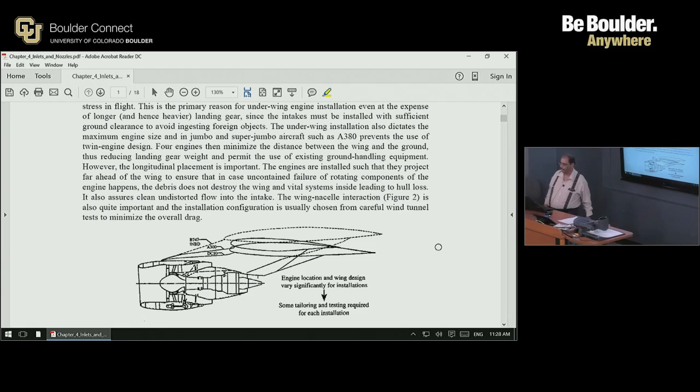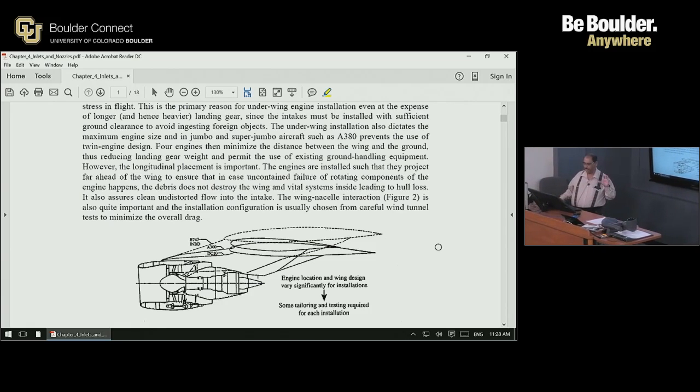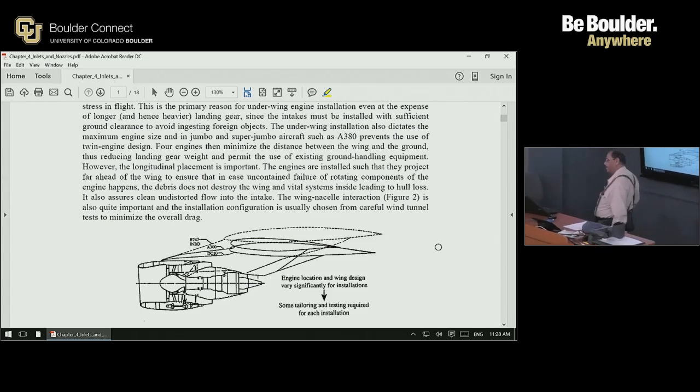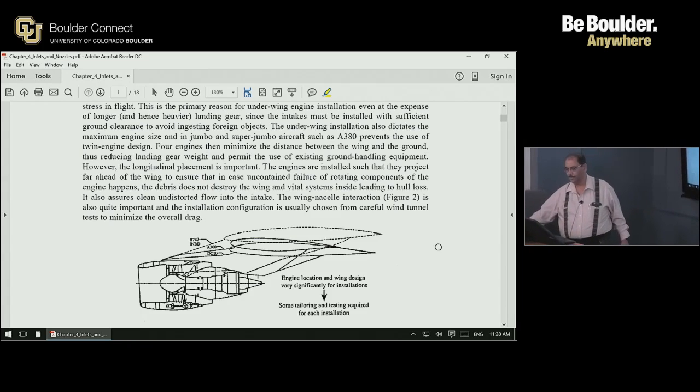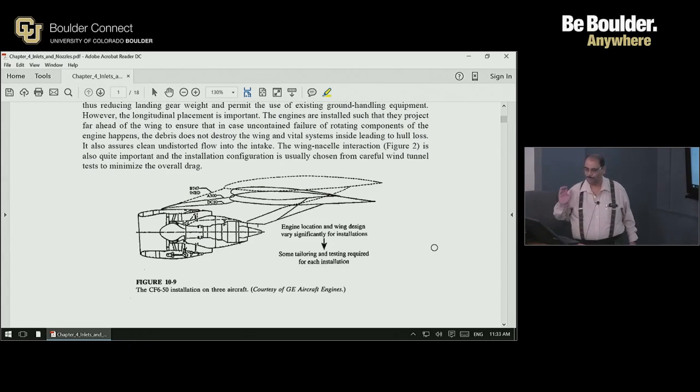Precisely where one should place the engine, how close to the wing, and how far ahead, is determined by very careful wind tunnel measurements and CFD simulations. Now we want to hang the engines far upstream of the leading edge.